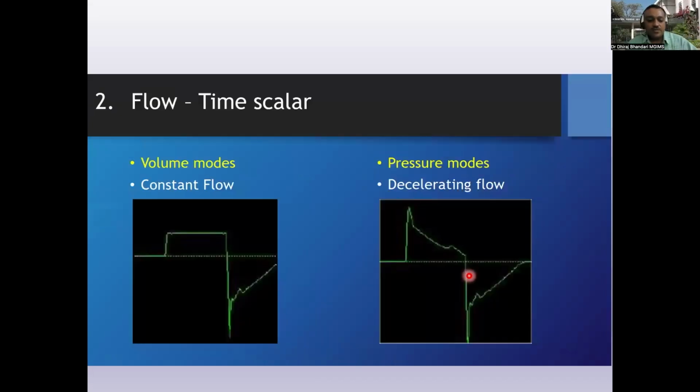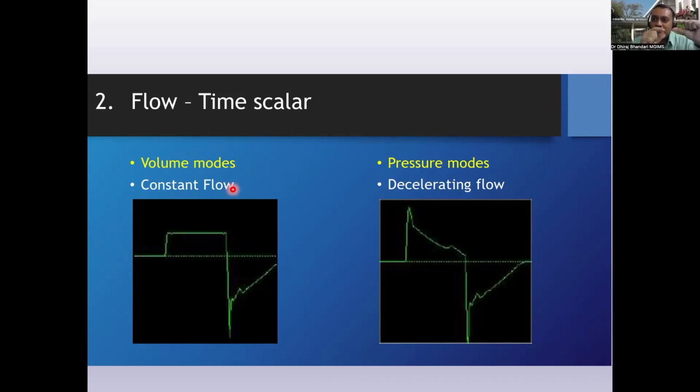Now coming to the second scalar, that is the flow time scalar. We talked about the pressure time scalar, now we'll talk about the flow time scalar. Because it's a volume control ventilation, you will have a constant flow. So you will see a square waveform pattern in the flow time scalar. And in a pressure mode, what you will see is that the flows will keep on changing. I am really emphasizing this. In a volume control ventilation, your volume is fixed, your flow is predetermined. So you will have a square wave pattern in your flow.